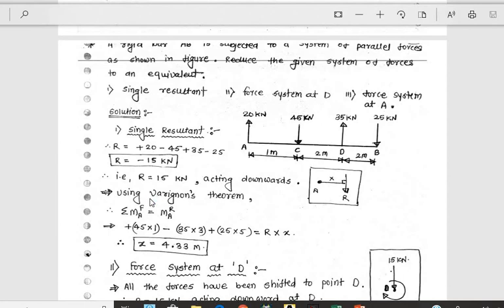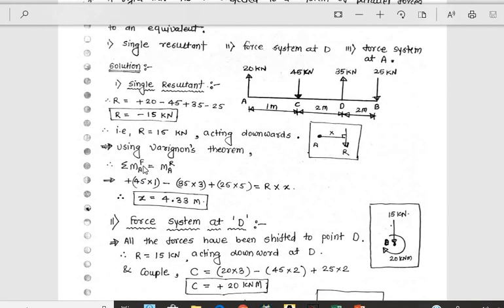Now use Varignon's theorem. Summation of moment of force at A is equal to summation of moment of resultant at A. See, when you take moments about A, the 20 Newton force is passing through point A, so its moment is 0. Now 45 is creating a clockwise moment, it is 45 into 1. This is upward, it is creating minus, therefore minus 35 into 3 plus 25 into 5 is equal to R into X. Therefore X is equal to 4.33 meter.